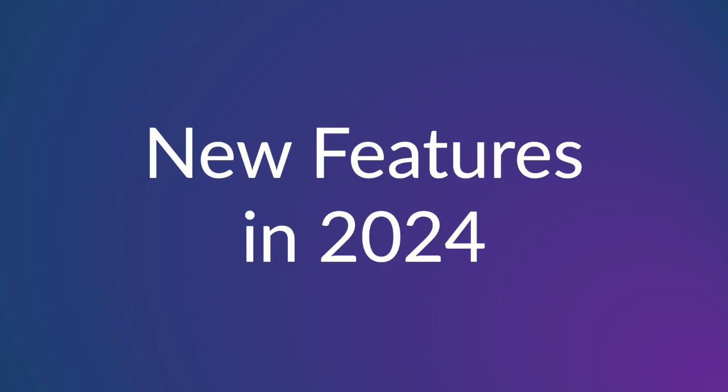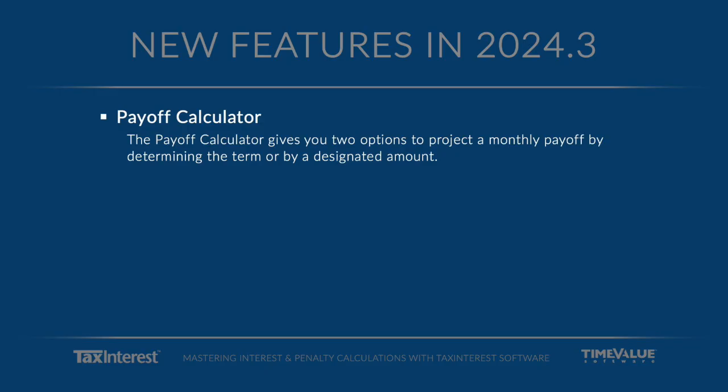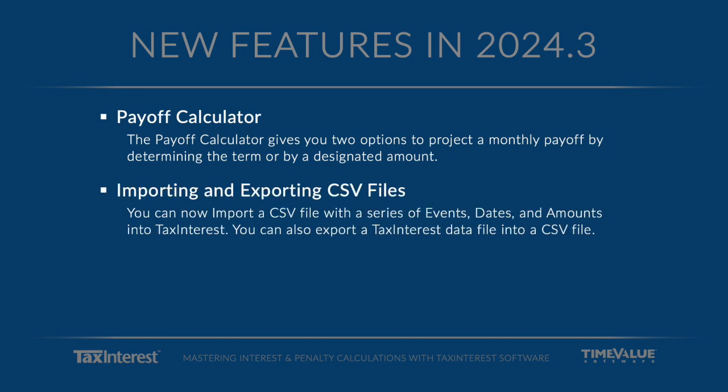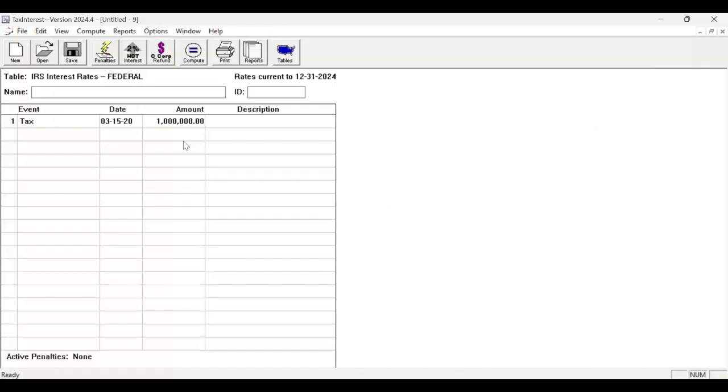Next, I want to show you a couple new features that we put in last quarter. You may or may not know about it. So we do have a new payoff calculator. And the payoff calculator gives you two options to do a payoff. And I'll show you that in a second. And we also have the ability to import and export CSV files. I'll show you that too. Let's go ahead and make this 100,000.